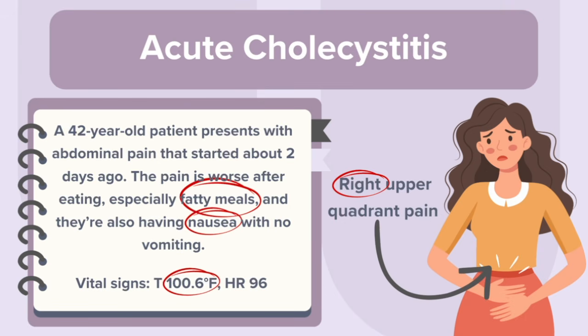Now, here's a really important distinction to think about in your differentials. Could be biliary colic or cholecystitis. So let's differentiate the two. Biliary colic is caused by gallstones temporarily blocking the duct. The pain comes and goes, and there is no inflammation. Cholecystitis is inflammation of the gallbladder, usually due to persistent obstruction.